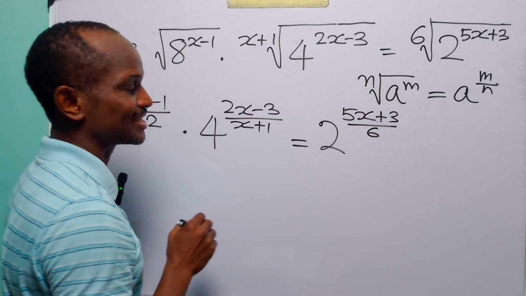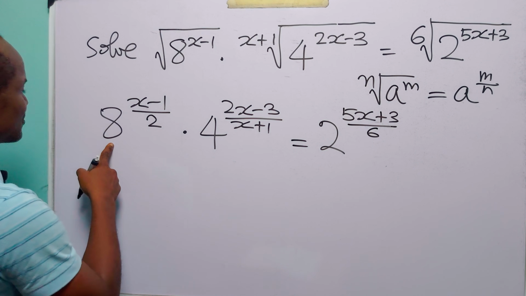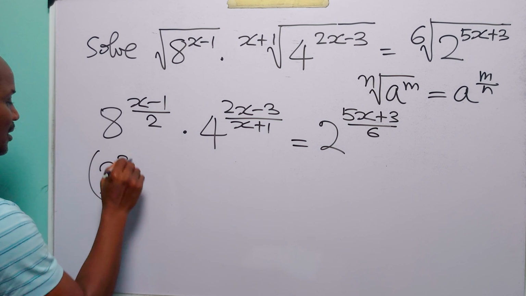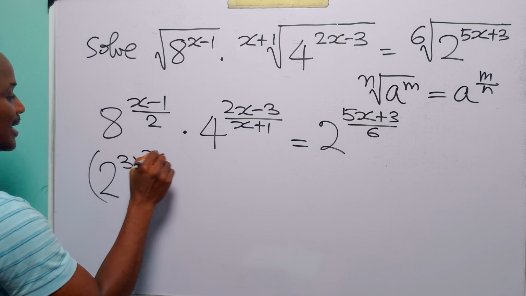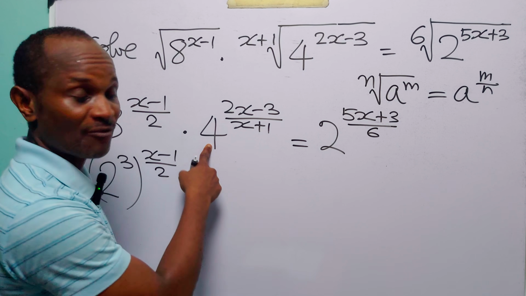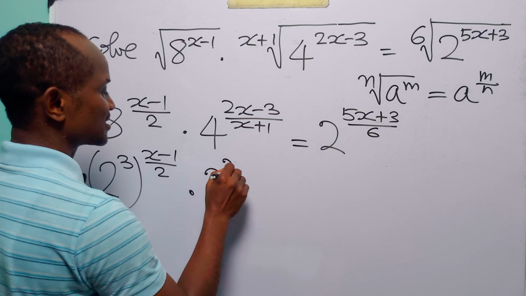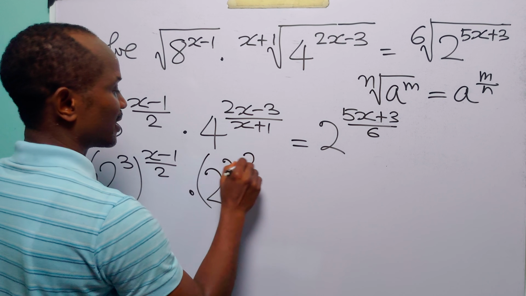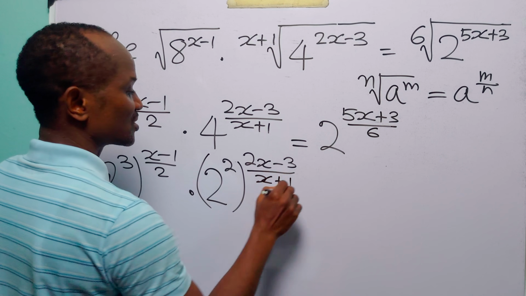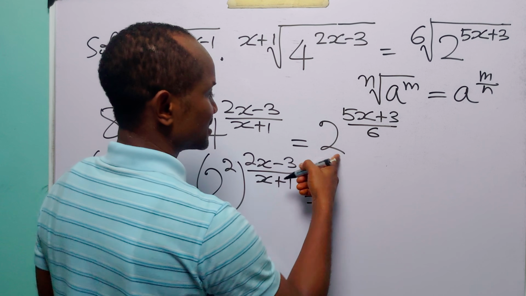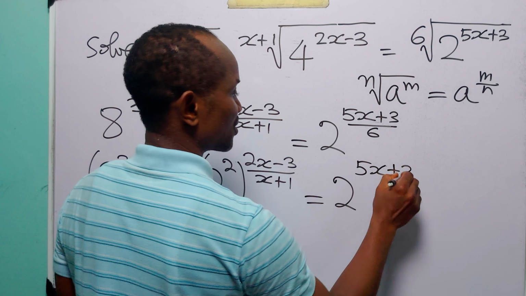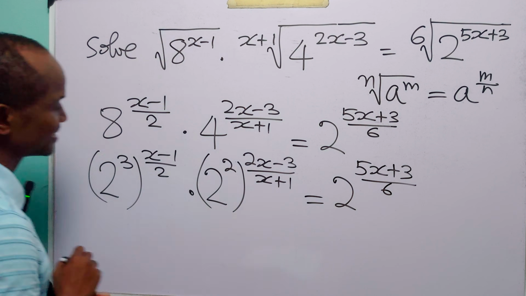Now notice that we can write 8 as 2 cubed. Of course, we still have the power (x minus 1) over 2. We can write 4 as 2 squared. We still have the power (2x minus 3) over (x plus 1). And of course, this is already in base 2. So this is (5x plus 3) over 6.